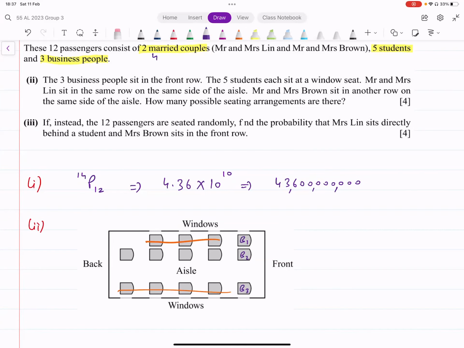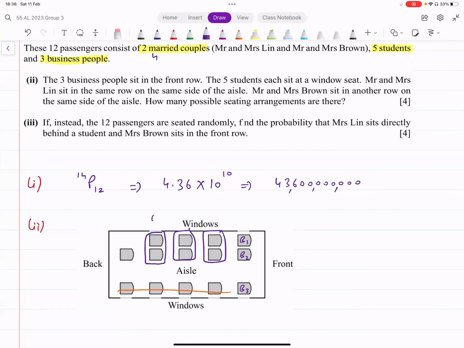The next thing is Mr. and Mrs. Lin sit in the same row on the same side of the aisle. Now this is the aisle. Mr. and Mrs. Lin on the same side of the aisle and in the same row. Now what does that mean? They could either come here or here or here. इन तीनों में से किसी एक में Mr. and Mrs. Lin आ रहे होंगे. All right. अच्छा, Mr. and Mrs. Brown sit in another row on the same side of the aisle.